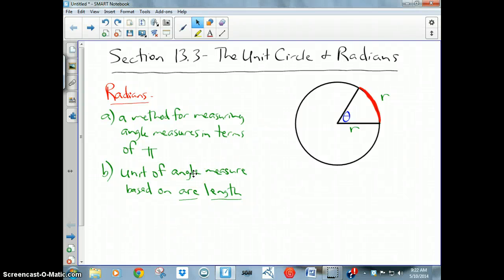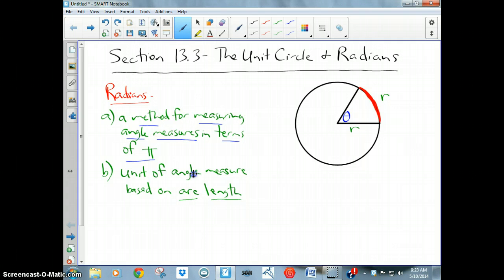All right, we're going to start section 13.3, which deals with the unit circle, which we talked about in the last video, in the last section. And most importantly, the topic of this video and what I want you to learn is radians. Radians is a method for measuring angle measures in terms of pi.